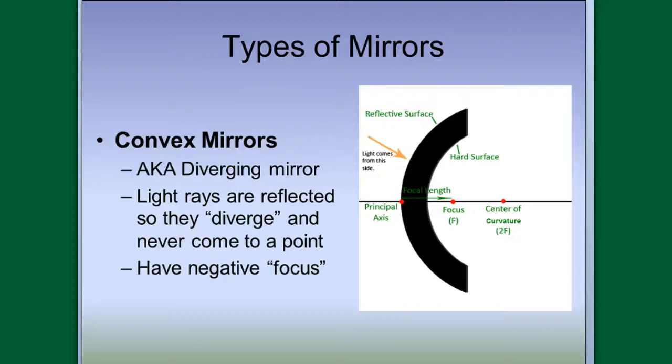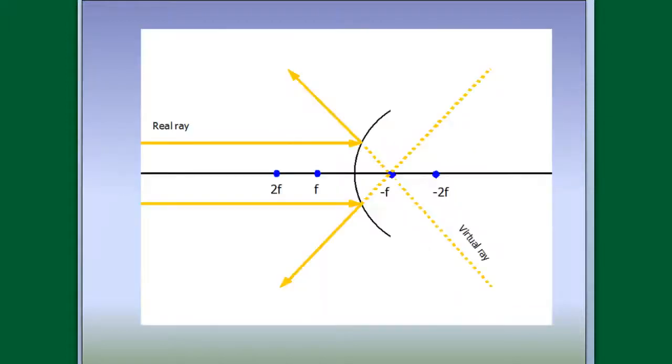I mentioned buses. Buses are required to have convex mirrors on the front corners of the bus so that they can see actually in the front of the bus, to make sure that there are no children walking in front of the bus before they drive away. So these are convex mirrors and concave mirrors. Here's the ray diagram of rays coming in, and they diverge away from each other.